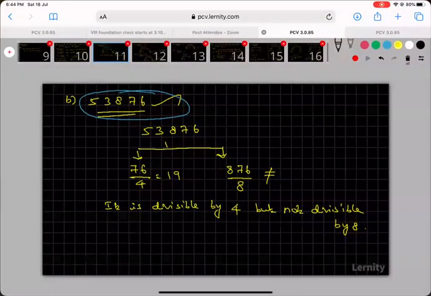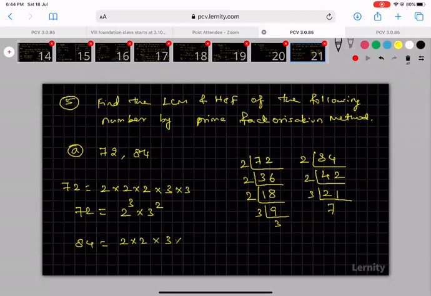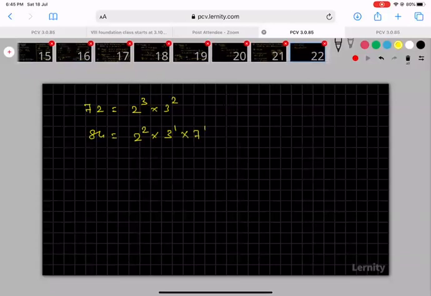Now you see, sir, in this slide, how we want to find the LCM and the HCF. I am writing 72 as 2 into 2 into 2 into 3 into 3. So I can write this as 2 cube into 3 square. Then 84, I can write this as 2 into 2 into 3 into 7, so 2 square into 3 into 7. In the next slide, 72 is equal to 2 cube into 3 square. Then 84 is equal to 2 square into 3 power 1 into 7 power 1. This is the concept we are having.